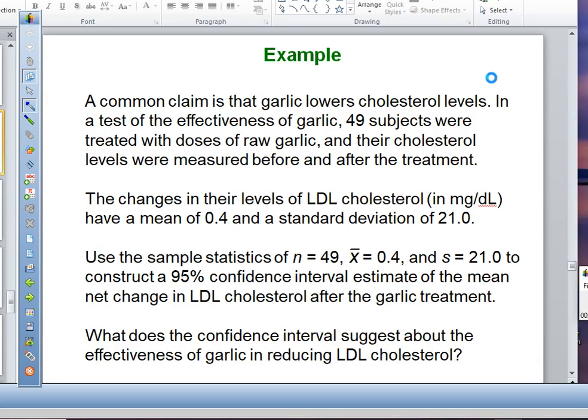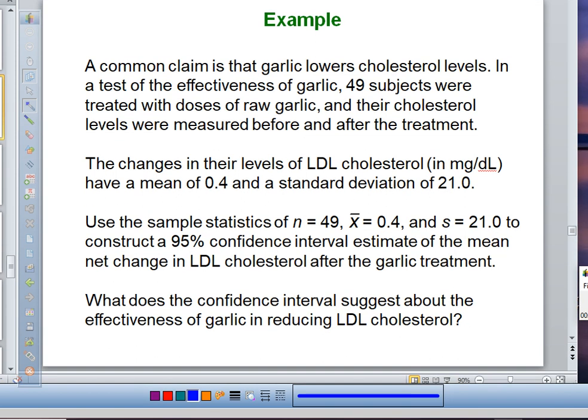Here is our example. A common claim is that garlic lowers cholesterol levels. In a test of the effectiveness of garlic, 49 subjects were treated with doses of raw garlic, and their cholesterol levels were measured before and after the treatment. The changes in their levels of LDL cholesterol have a mean of 0.4, standard deviation of 21.0. Using the sample statistics of n is 49, x bar is 0.4, and s is 21.0, construct a 95% confidence interval estimate of the mean net change in LDL cholesterol after the garlic treatment. What does that suggest about the effectiveness?